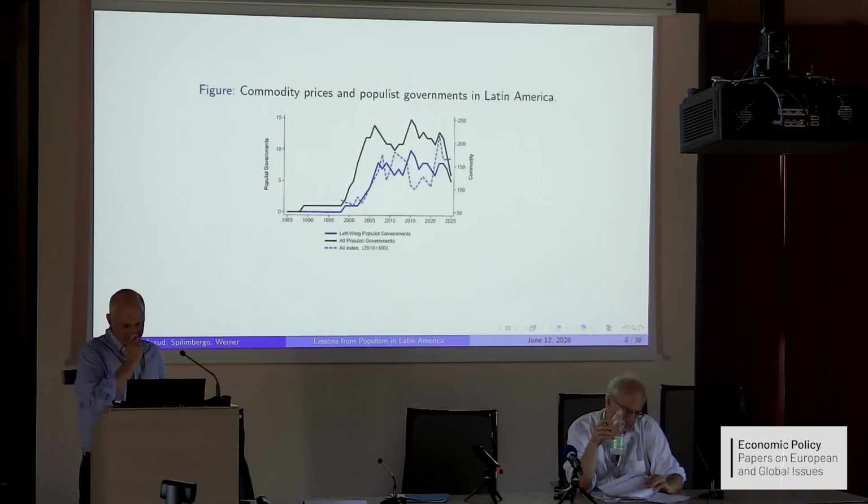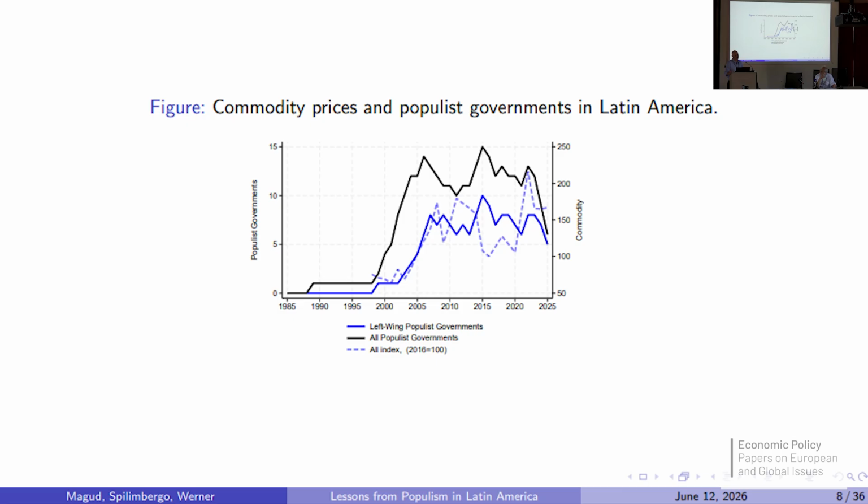Here we plot the coincidence of the very sharp increase in commodity prices with the presence of populist leaders and especially left-wing leaders in Latin America. The dotted line is the index of commodity prices for Latin America, and the solid black line is the incidence of populist leaders in Latin America, and the blue line, the incidence of left-wing populist leaders that, in the first 20 years of the 21st century, were prevalent in Latin America.